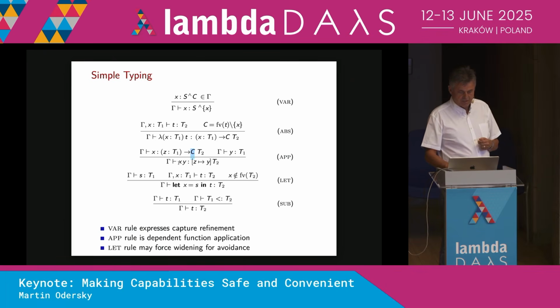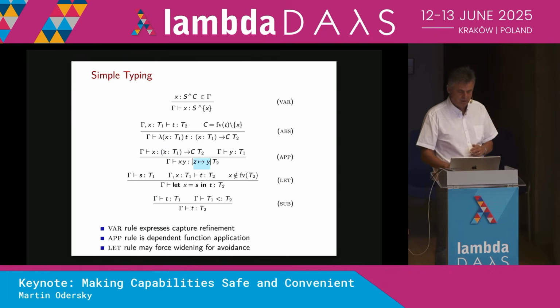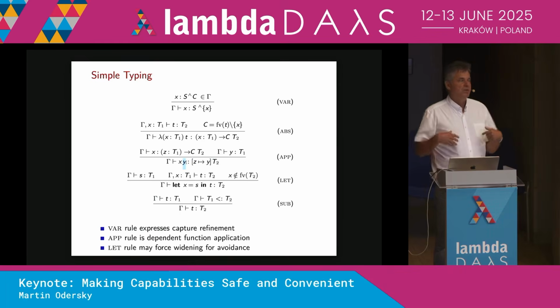Then what you see here is that, because the function type can be dependent, Z can be in the result type here. So it means I need to do a renaming in the function application. So in the function application, if T2 contains Z, then it will be renamed to Y. And that's the reason why we restrict functions to just variable name to variable name, because that lets us do this renaming.